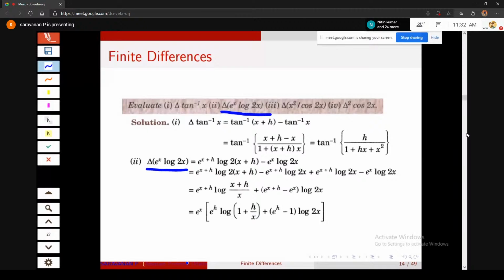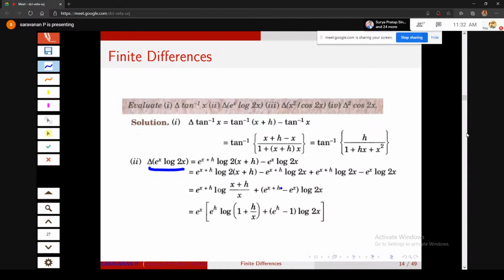Then we have to compute delta of e power x log 2x. So what is the definition? Delta of f of x is f of x plus h minus f of x. So f of x plus h is e power x plus h log 2 into x plus h, minus f of x. f of x is e power x log 2x. Then after that, just a simplification.